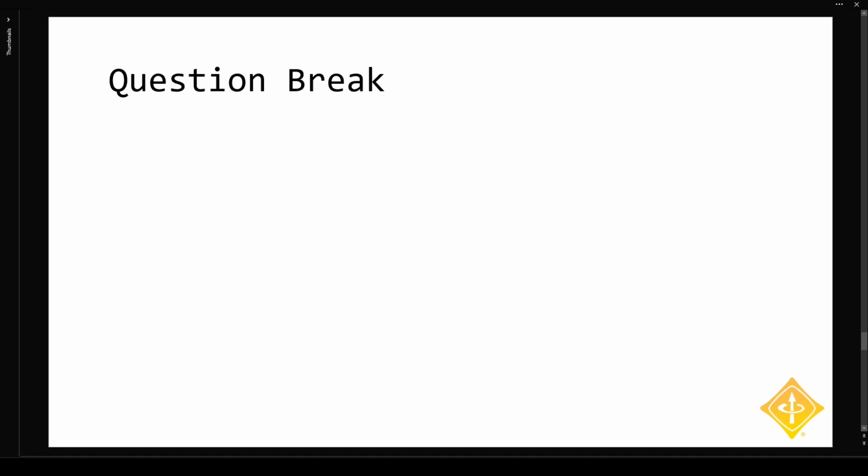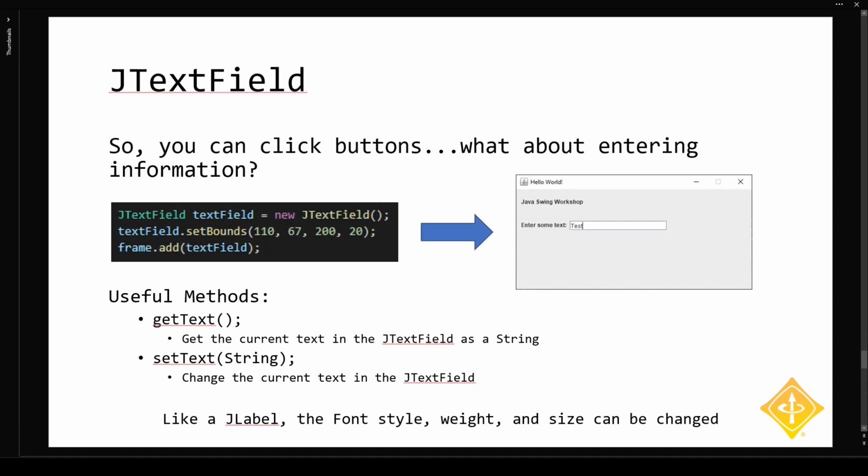All right. So the last component we're going to cover is a JTextField. So you've got static text, images, and interactive buttons. Now, what is one thing that we are missing? It's the users' ability to actually input text to a field. So to create a JTextField, you could just create it with a no-arg constructor, set the bounds as always, and add it to the frame.